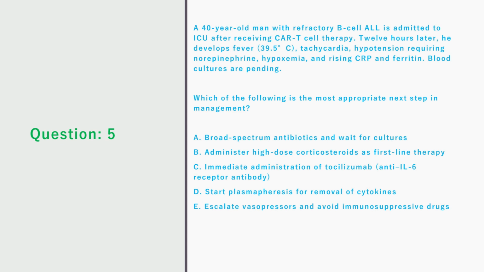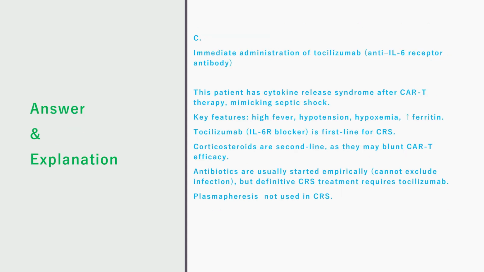A. Broad-spectrum antibiotics and wait for cultures. B. Administer high-dose corticosteroids as first-line therapy. C. Immediate administration of tocilizumab, anti-interleukin 6 receptor antibody. D. Start plasmapheresis for removal of cytokines. E. Escalate vasopressors and avoid immunosuppressive drugs. Correct answer is C. Immediate administration of tocilizumab, anti-IL-6 receptor antibody. Explanation: this patient has cytokine release syndrome after CAR-T therapy, mimicking septic shock.